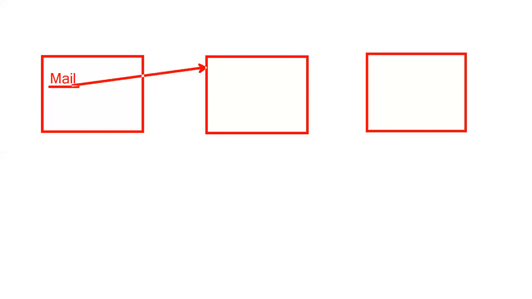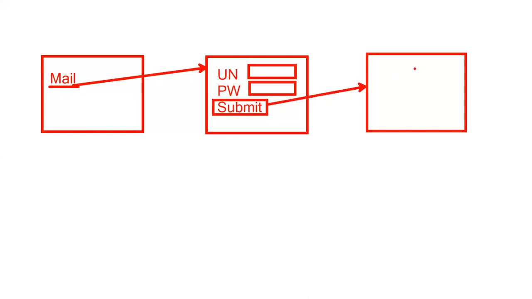In the internet, there is a home page. Here, a mail hyperlink, chat hyperlink, games hyperlink, sports hyperlink. So many hyperlinks are there. When you click, this page opens. Here, username, password, submit button. When you click here, mails are displayed, the inbox.